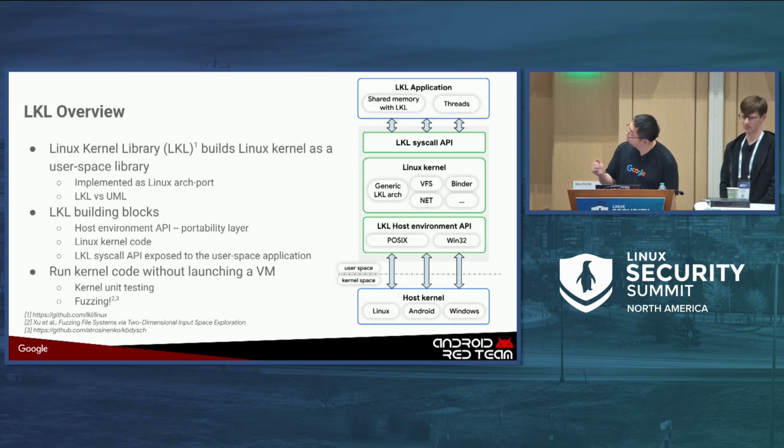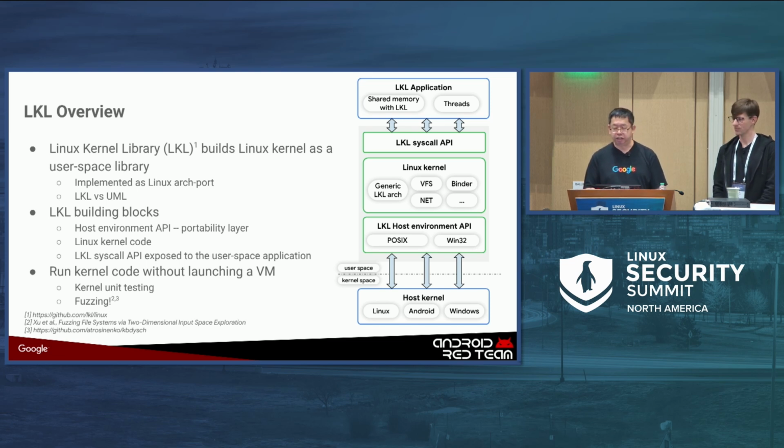On the right-hand side, you can see a diagram showing a very high-level overview of how this works. At the bottom, we have a host kernel, whether it's Linux, Android, or Windows, it doesn't matter. But there's a shim layer in LKL providing the host environment APIs to the Linux kernel code. The kernel code itself is all compiled into a library and linked with the LKL syscall APIs, which expose the functions to the applications. From the applications, you can call these APIs just like you were operating the Linux kernel. That's how it works.